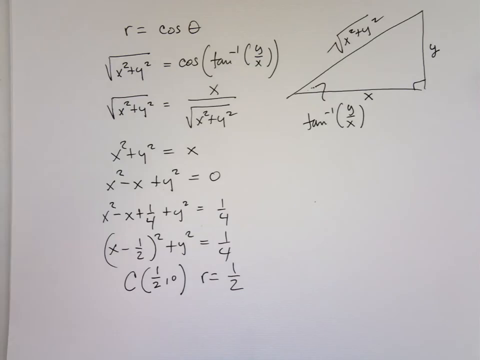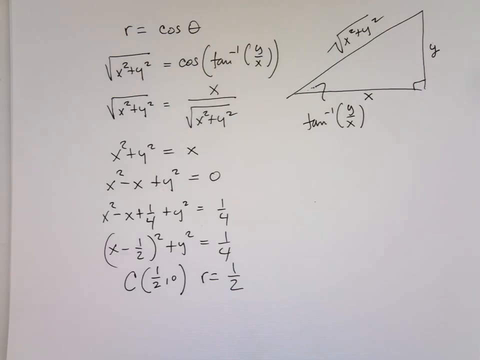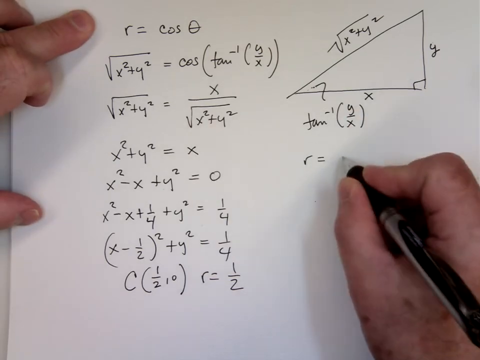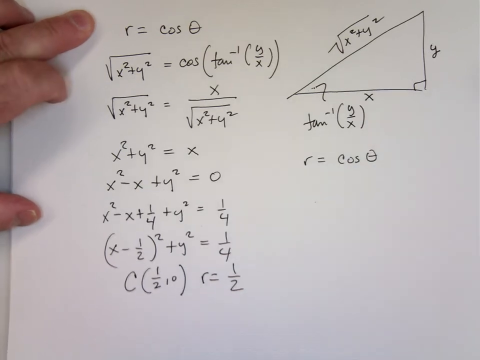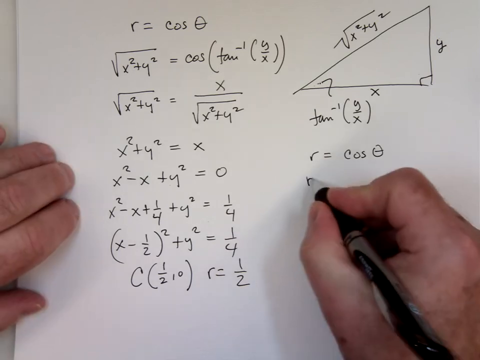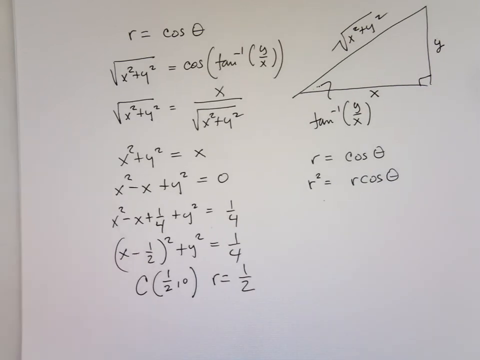You can do it that way, but there's a trick to doing it. The trick is to go back to the original and multiply both sides by r. Why? Well, you want r cosine rather than cosine, because r cosine is equal to x. And you want r squared rather than r, because now you don't have a square root anymore. There are two advantages to multiplying both sides by r.